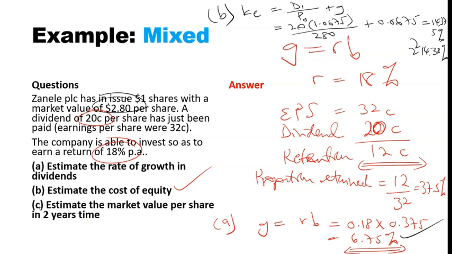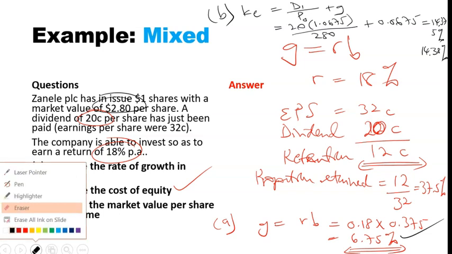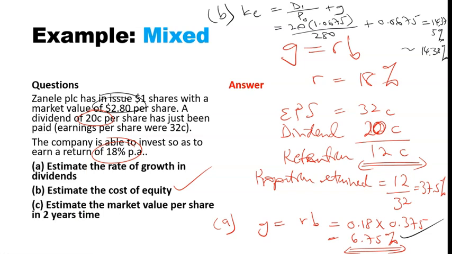That type of equal sign is an approximation. I'm trying to write an approximation, 14.38%. Please verify with your calculators. Now, we are required to estimate the market value per share in 2 years' time.